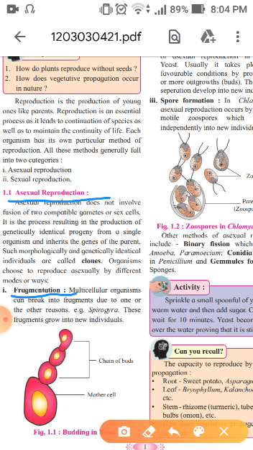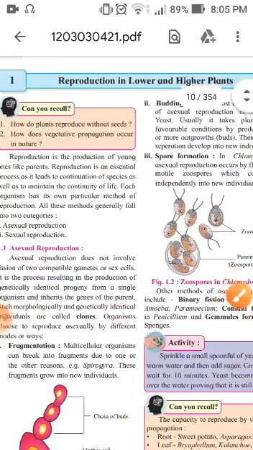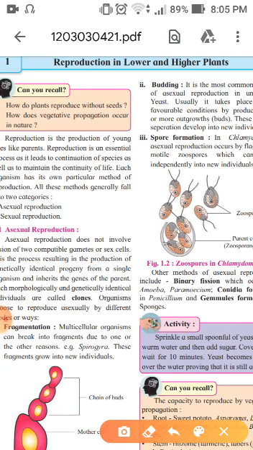Now we will see the second method, the budding process. In budding, as we know, the most common example is yeast. It is the most common method of asexual reproduction in unicellular organisms.